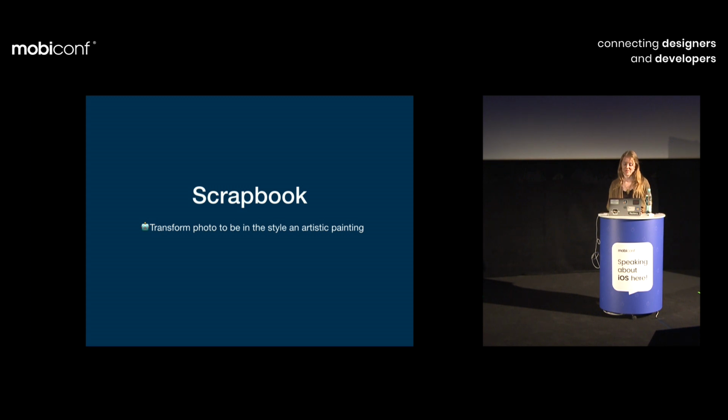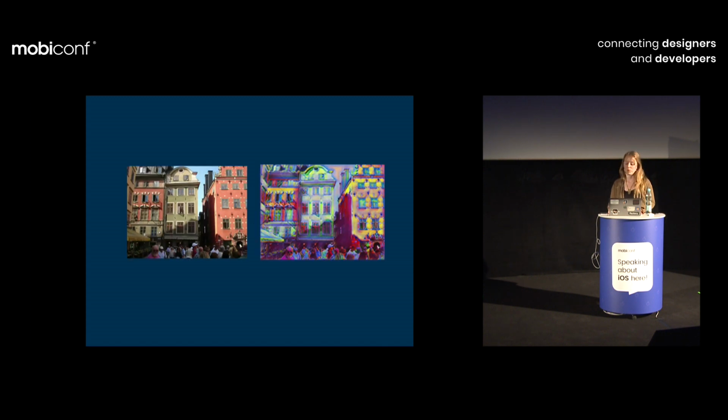Cool, so we're done with our first bucket list item. So the next one we're going to move to is the scrapbook. So we want to transform photos to be in the style of an artistic painting. So perhaps you want to transform a photo of a city to be in the style of nice artwork.